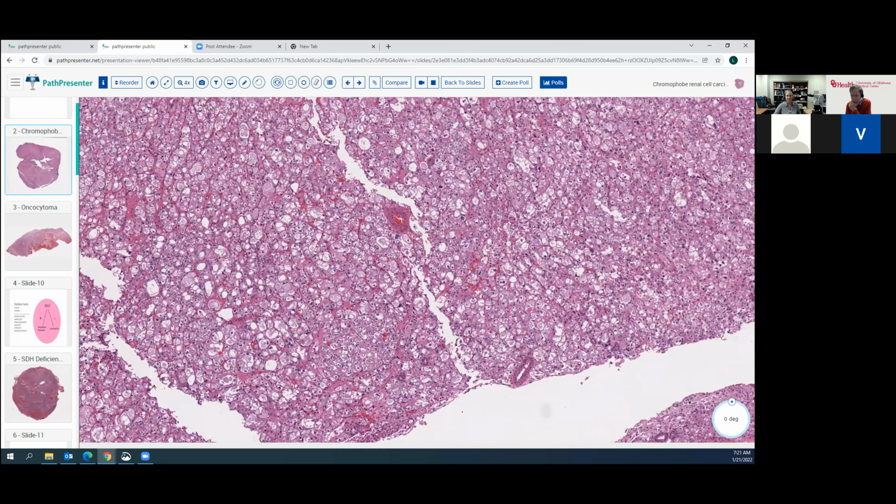And when we get closer, these cells have nice prominent nucleoli. They're not as raisinoid as what we saw in the chromophobe renal cell carcinoma. They can have perinuclear clearing, but it's not as common.